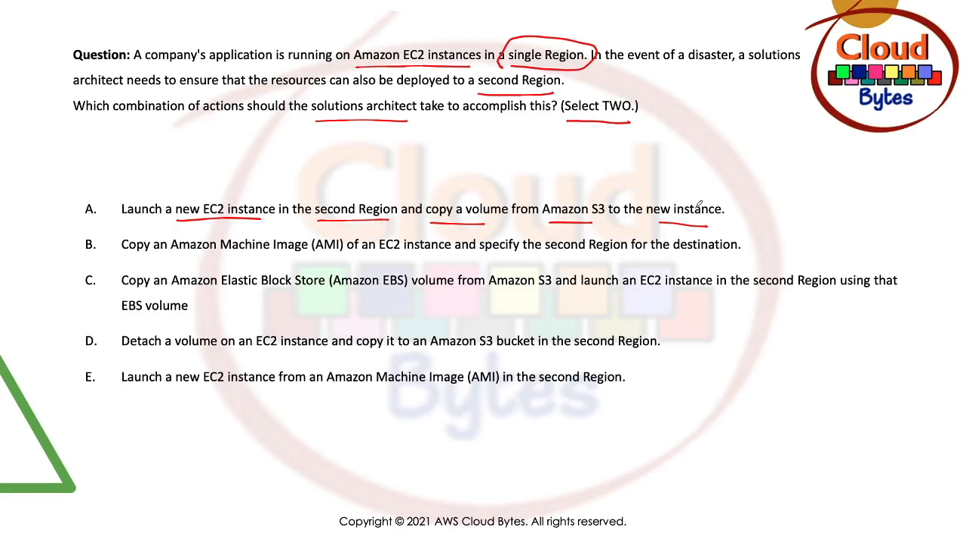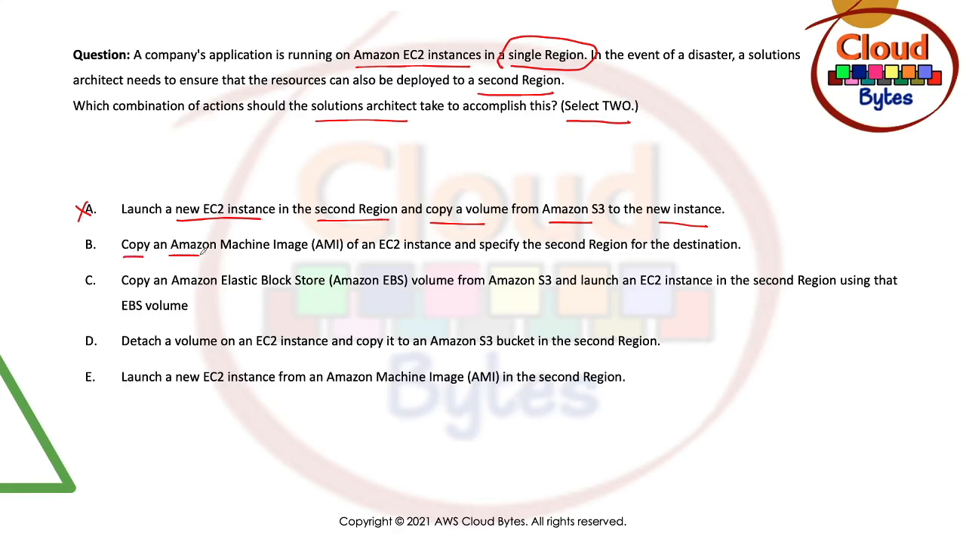Basically, this option is incorrect because you cannot create an EBS volume directly from Amazon S3. Understand that this option is just kind of a distractor. You cannot do that, so you can discard this option.